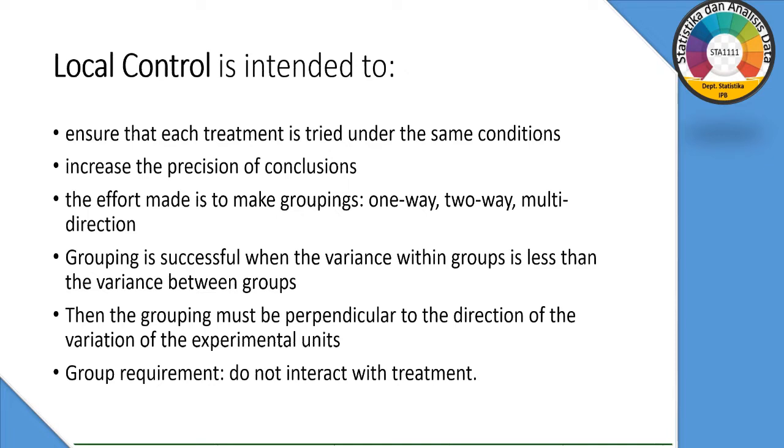So the requirement of the group, you will have more understanding about this when we do analysis in a more complicated experiment. The group requirement here is that it does not interact with the treatment. We must make sure that there is no interaction between the treatment, let's say the application of dose, and, say, the weight group of the mice. Okay, so that is the objective of local control.